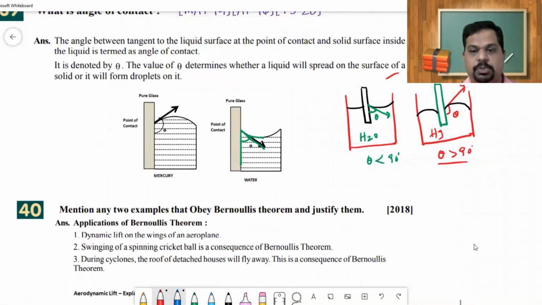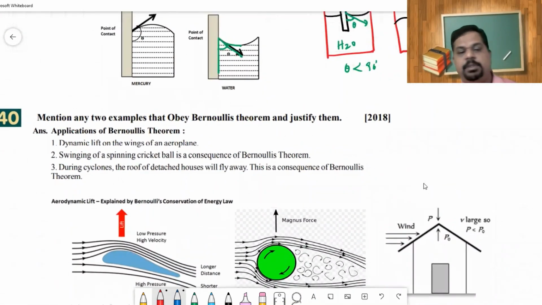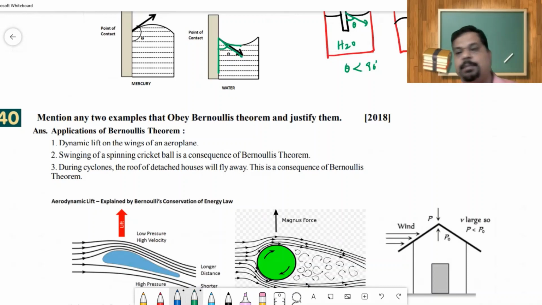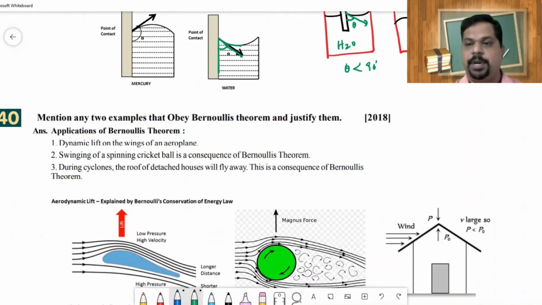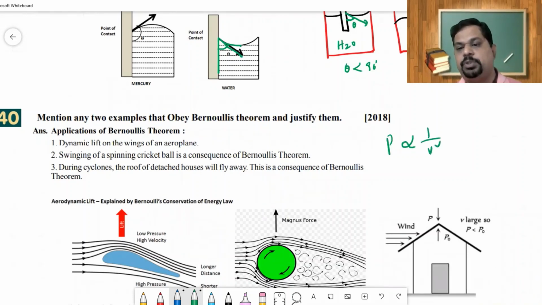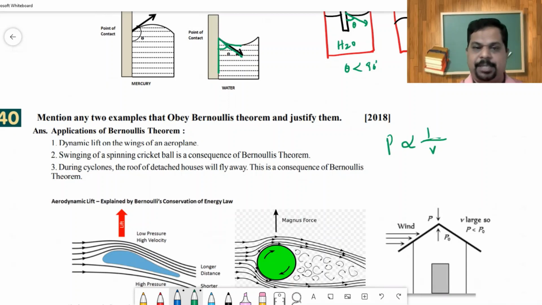Let us see the last question. Mention any two examples that obey Bernoulli's theorem and justify them. In the previous case, when I explained the carburetor, according to Bernoulli, pressure exerted by a fluid is inversely proportional to the velocity of the fluid. That means a fluid moving with high velocity exerts less pressure. So what are the applications?